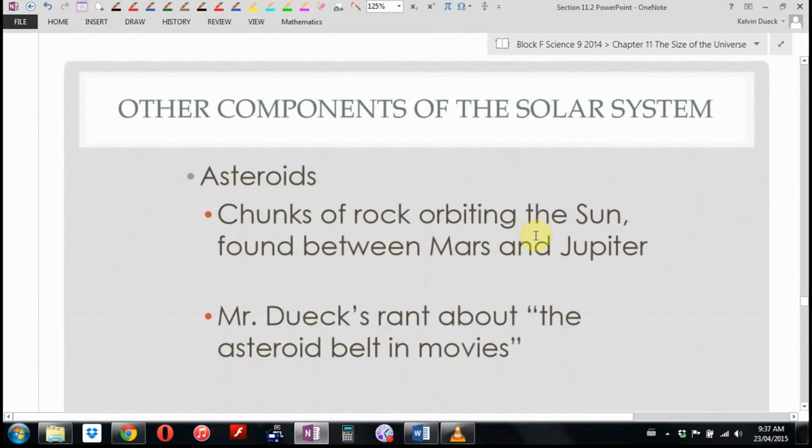Other components of the solar system. Asteroids. These are chunks of rock orbiting the sun, and they're found between Jupiter and Mars in what we call the asteroid belt. However, the movies portray the asteroid belt very wrong. You see it all the time in space movies. In Star Wars, Han Solo takes the Millennium Falcon through an asteroid belt, and he's dodging and he's weaving.